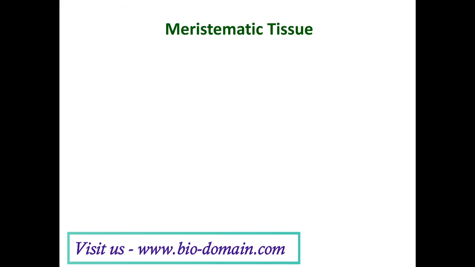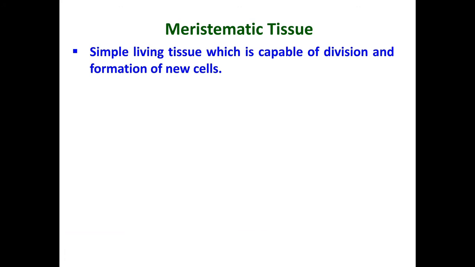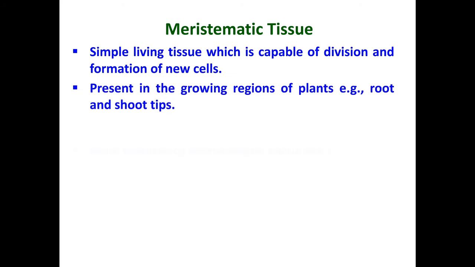So students, meristematic tissue is a simple living tissue made up of immature cells which are capable of cell division and formation of new cells. These are present in growing regions of plants such as tips of roots and tips of stems. Students, you must know some other important features of meristematic tissue.